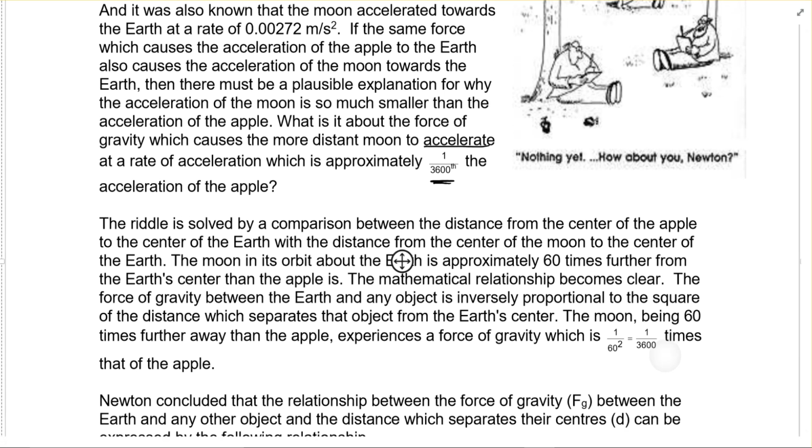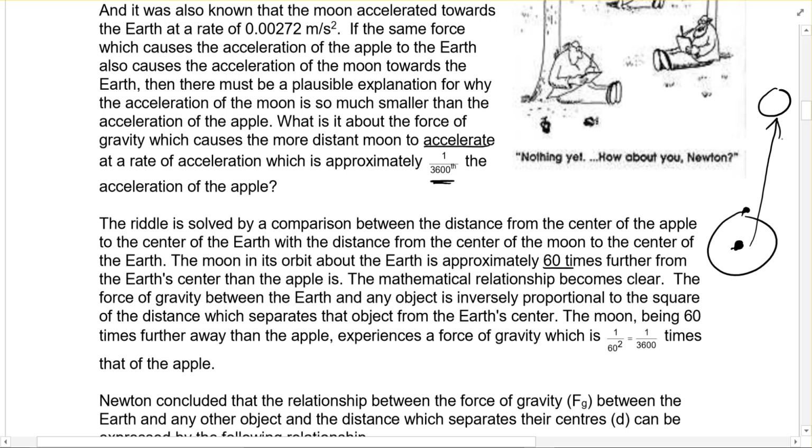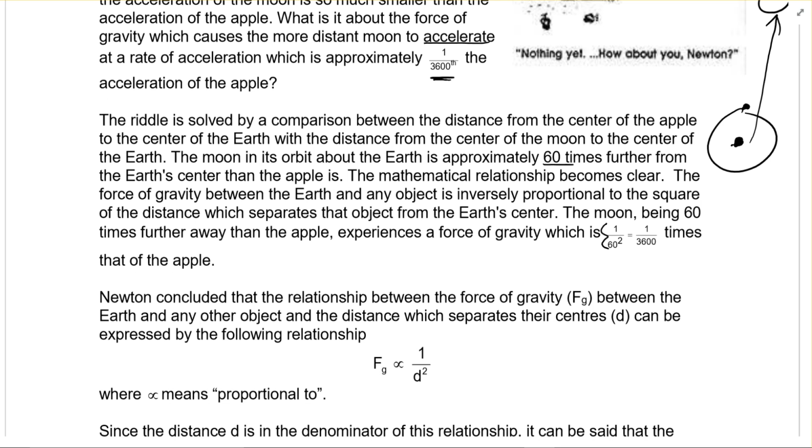And when they thought about it, it's actually all to do with the distance. The moon is 60 times farther from the center of the Earth than the apple. So if we take the center of the Earth, and that's where we have to measure things from, and we've got an apple sitting here and the moon out here, that moon is 60 times farther away than the apple, right? So what they were able to figure out is that if I go 1 over 60 squared, so 60 to the power of 2, that gives me my 1 over 3,600 times that of the apple. So it's all about the distance, and the distance is squared.